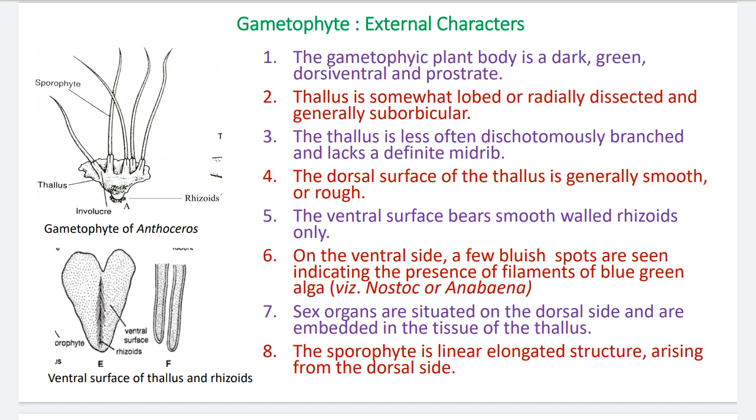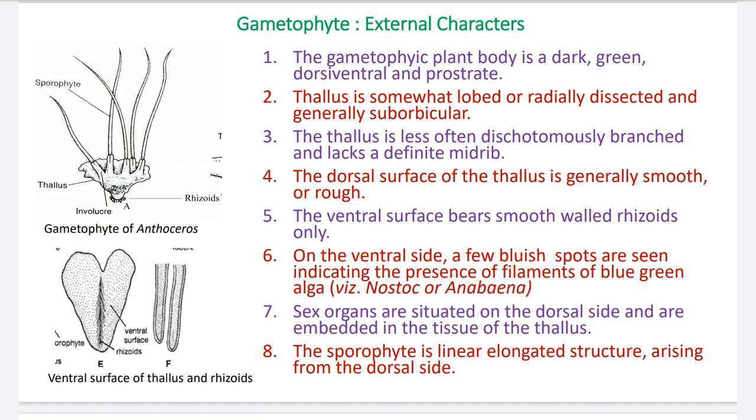And in case of bryophytes, the gametophytic plant body is the dominant, long-lived and independent plant body. Point number 1. The gametophytic plant body is dark green in color, and dorsiventral. Dorsiventral means the dorsal side and ventral side of the thallus are different. And prostrate. Prostrate means horizontal to the substratum.